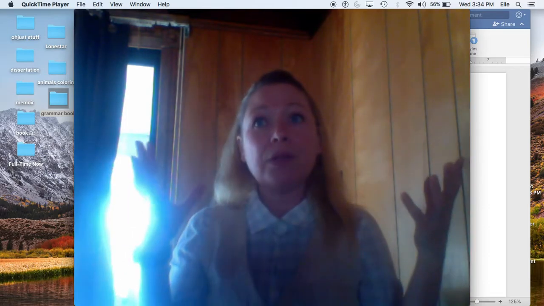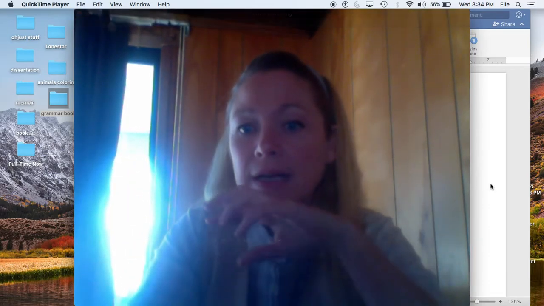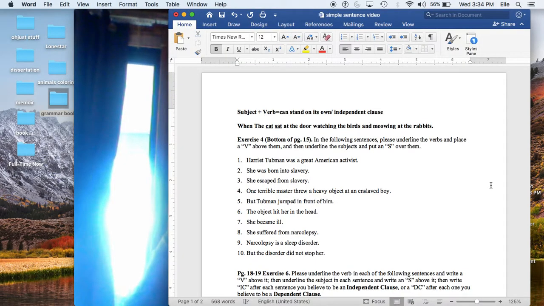Now, let's go through an exercise together. This is exercise 4 on the bottom of page 15 in the College English Workbook and Reader. It says, in the following sentences, please underline the verbs and place a V above them, because of course that stands for verb, and then underline the subjects and put an S over them. Okay, so number 1, we have Harriet Tubman was a great American activist. There's only one verb here. The verb is was. Then we say to ourselves, who or what was a great American activist? Was activist a good? No. Harriet Tubman is the subject.